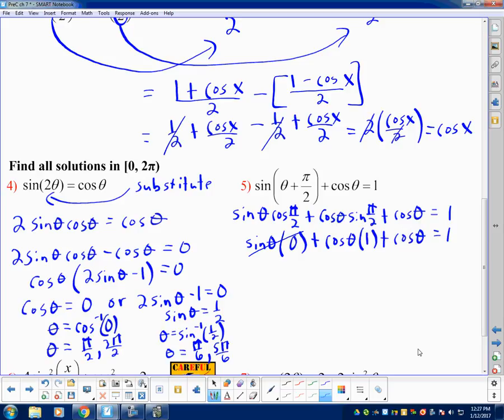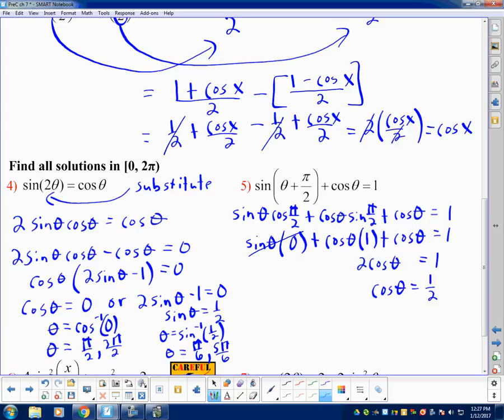We've got cosine theta times 1 is cosine theta. Cosine theta plus cosine theta is 2 cosine thetas. Cosine theta is just like your x, right? They're like terms. Okay, so cosine theta equals 1/2.